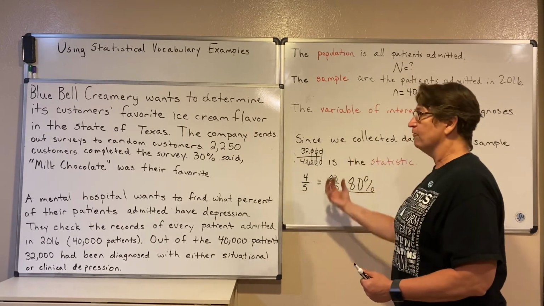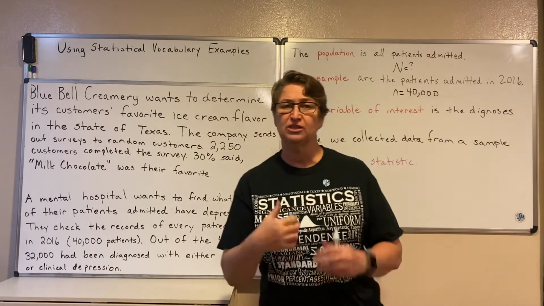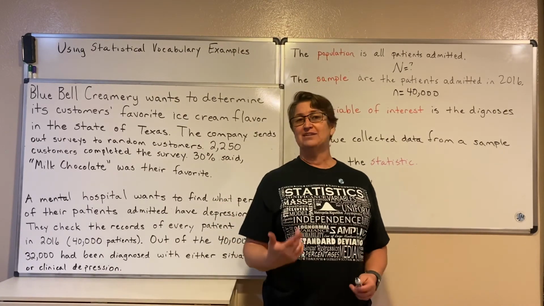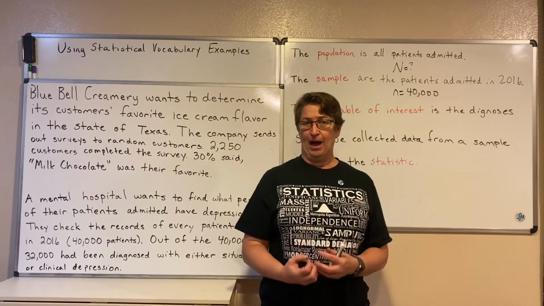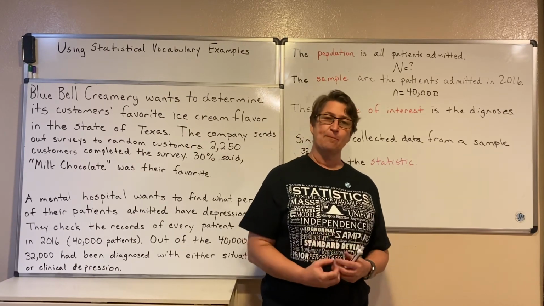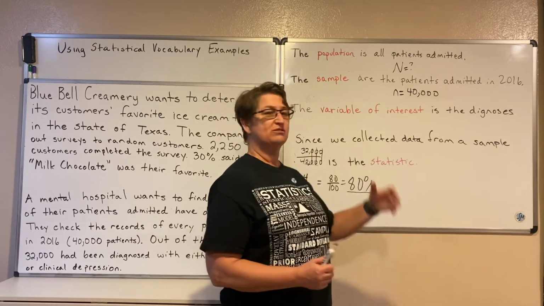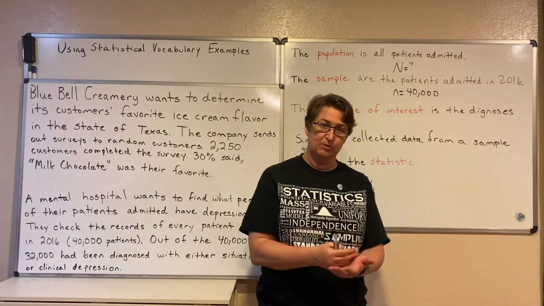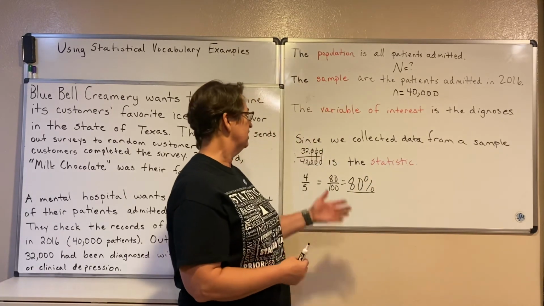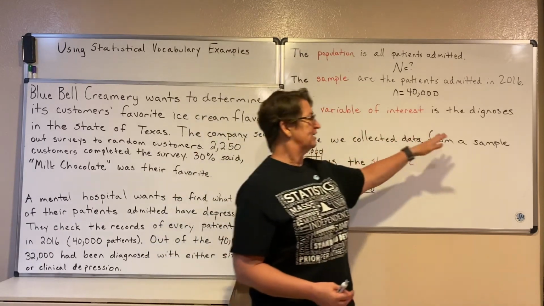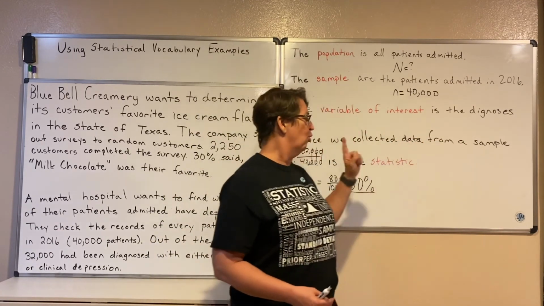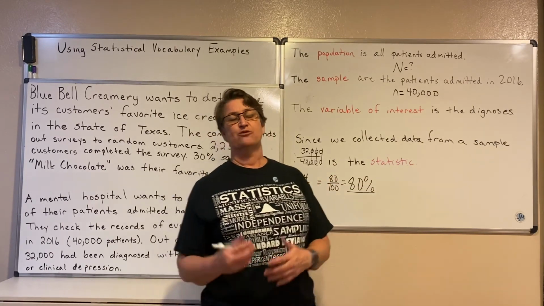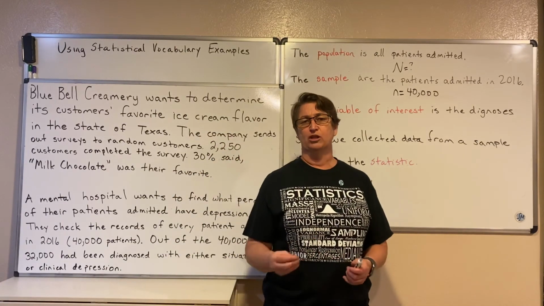So our vocabulary: population, the entire group of interest. Sample, if we collect data from part of that population, that's our sample. The variable of interest is the thing that changes from member to member. It's the data that I'm collecting there. What is it I'm collecting? And then if we collect it from a sample, that one number is called a statistic. If we're able to collect from the entire population, we call it a parameter.